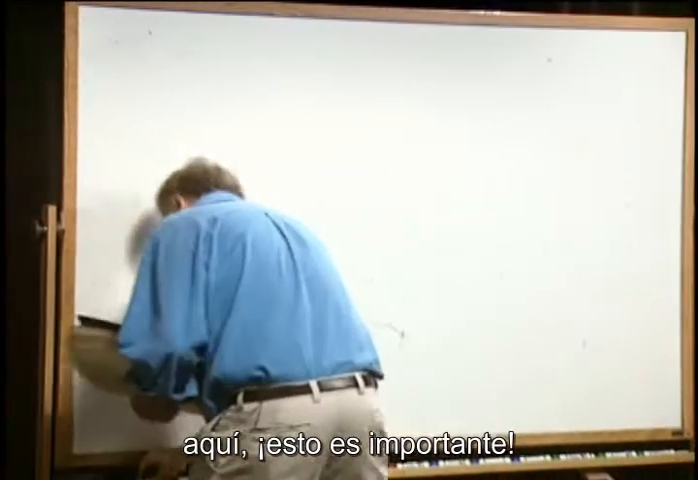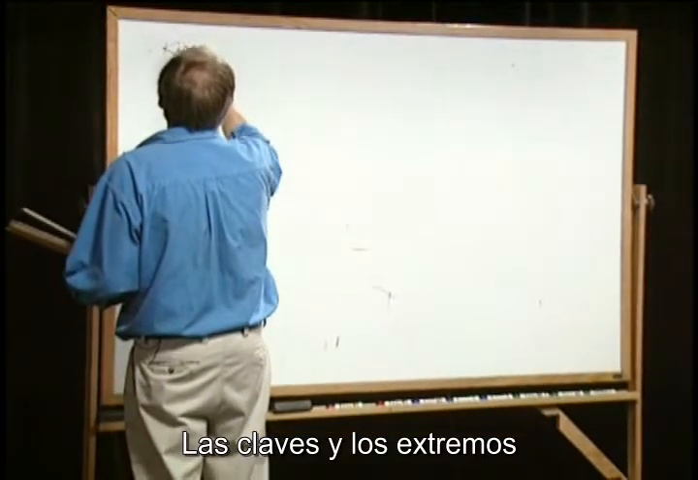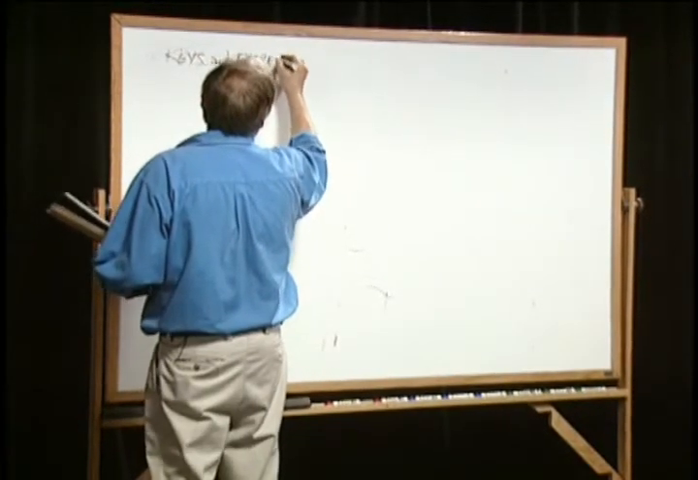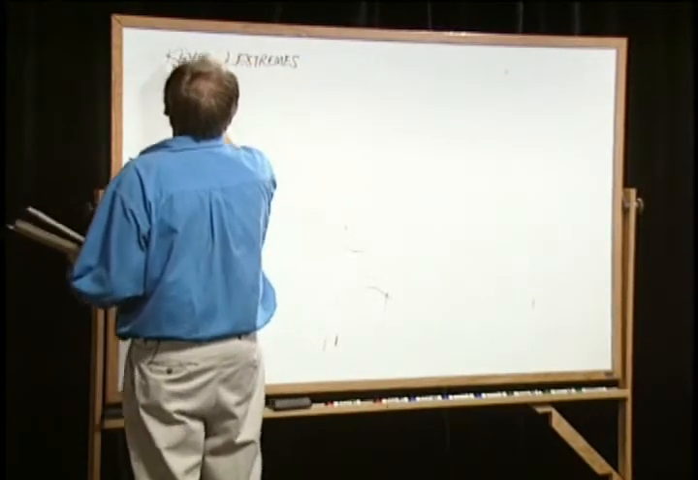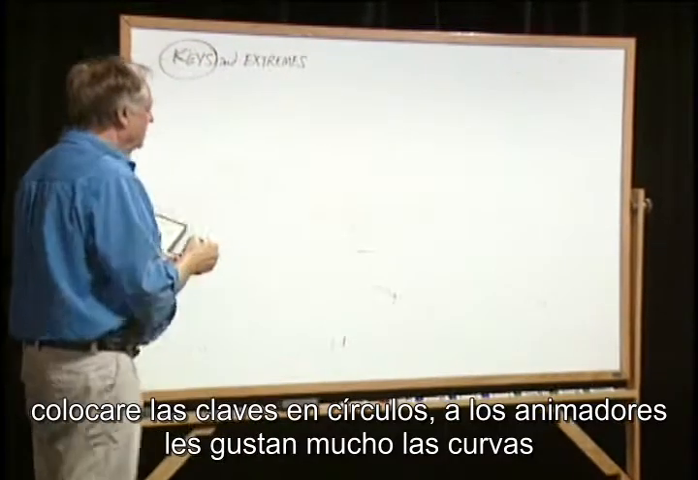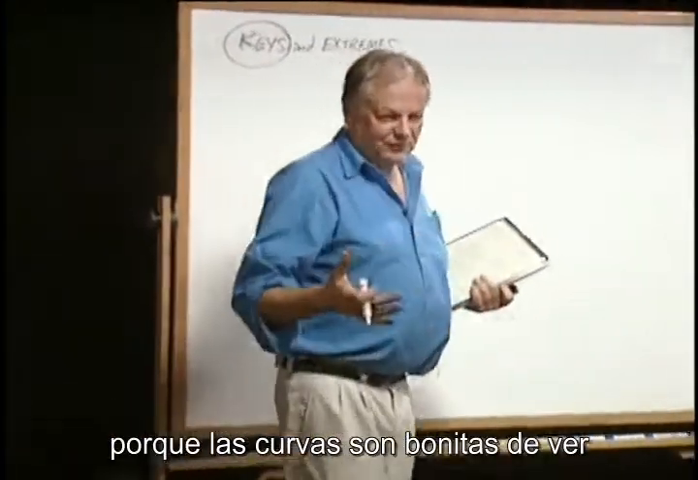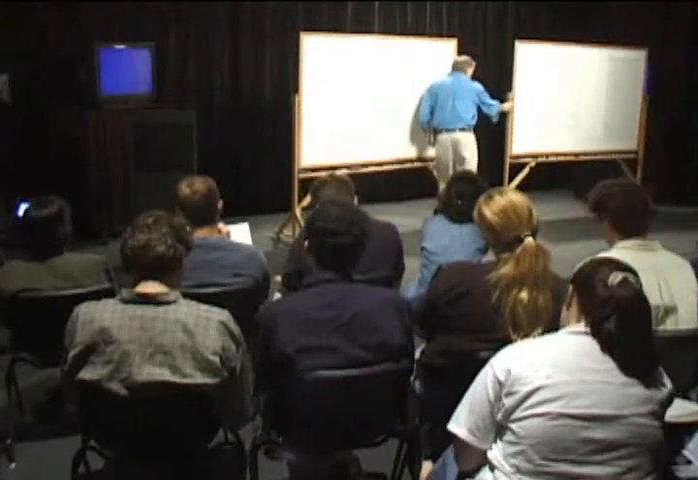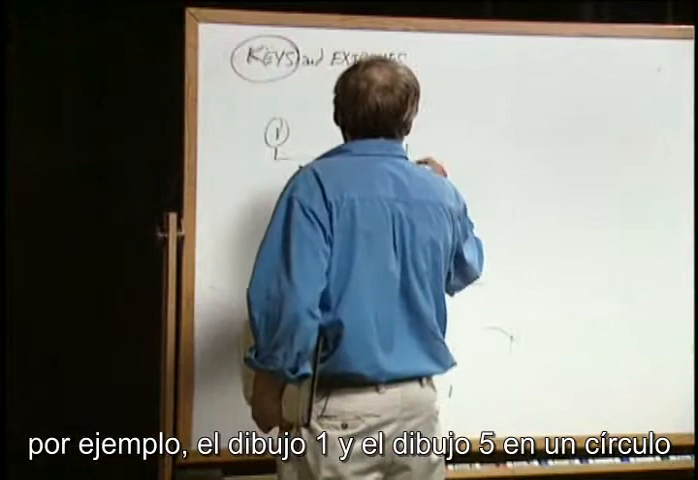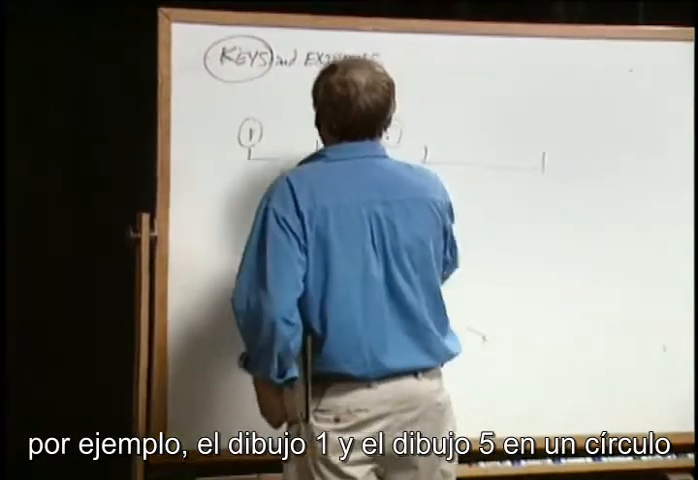Now this is the important thing. Keys and extremes. I'm going to circle the keys. I mean, animators love curves, and curves are beautiful to watch, so they tend to circle all these drawings. You know, I'm drawing 1, here's 5, I'm circling them, and I'm circling 3.